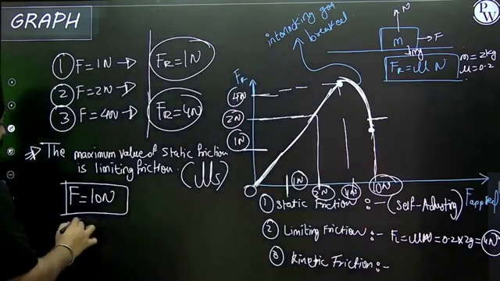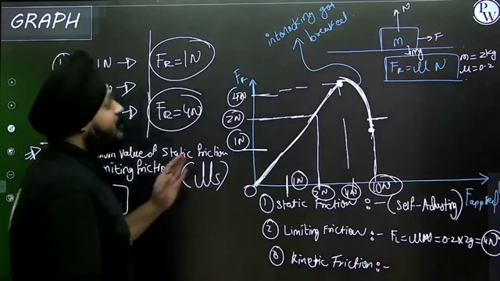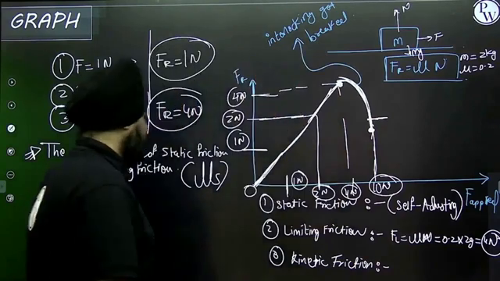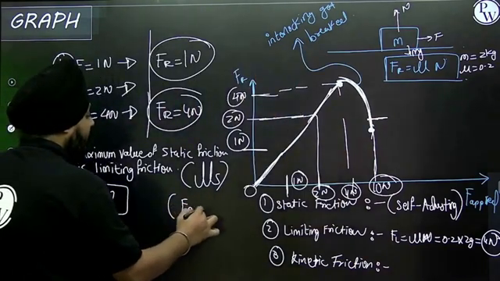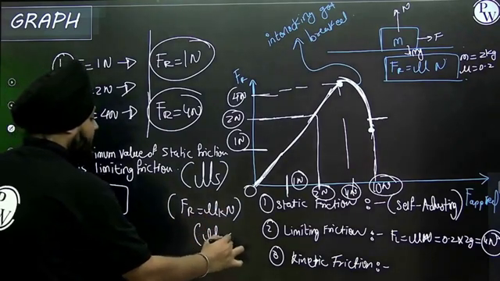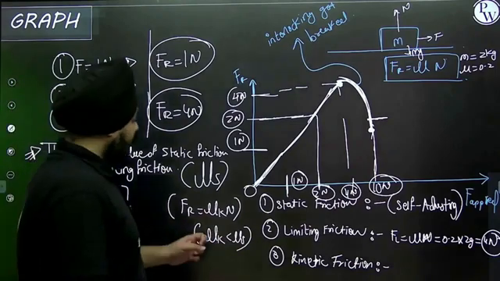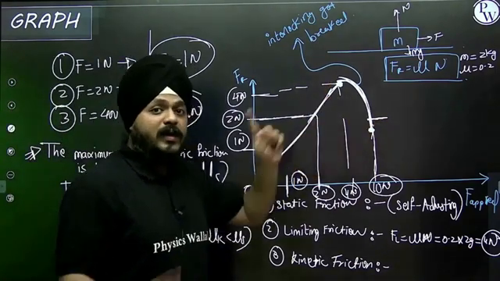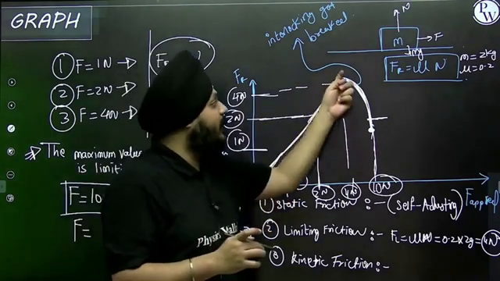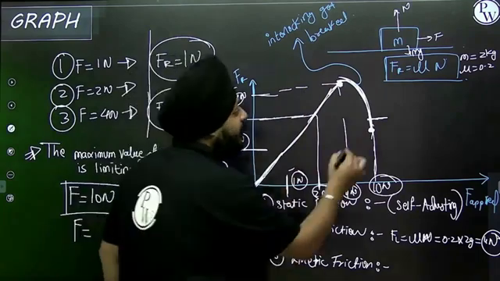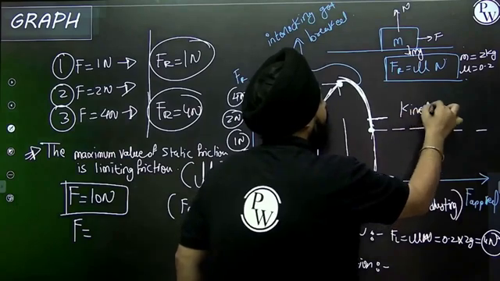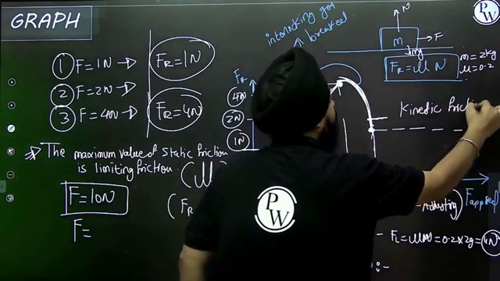After this, the object is moving. Whenever the object is moving, we have kinetic friction, so the formula will be mu k times N. Always mu k is less than mu s. Why? Because in mu s the interlocking is not breaking, but in mu k the interlocking is breaking. That's why the graph is like this. After that, the value of friction will be constant till the end, and that value will be the kinetic friction.